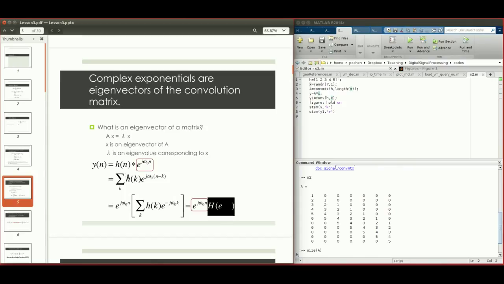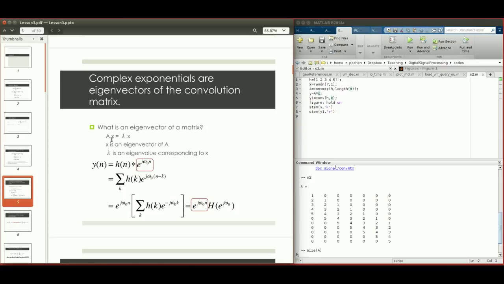If you compare this expression with this expression, do you see the consistency? e to the j omega 0 n, e to the j omega 0 n. What I was telling you is that I was using e to the j omega 0 n as the input signal, so you can treat it as a column vector, even though each element in that column vector could be a complex number. But still, it's a column vector x. And then this convolution can be represented using a convolution matrix.